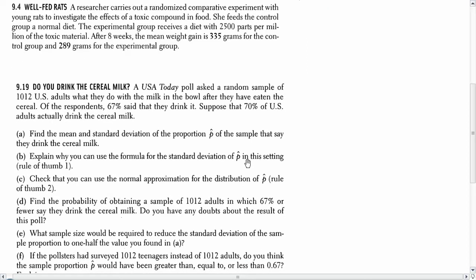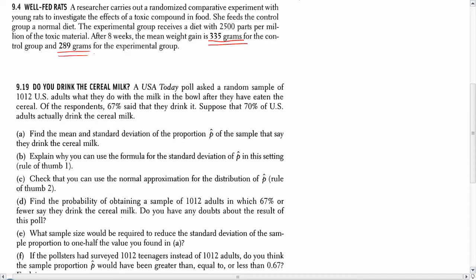Okay, a researcher carries out a randomized comparative experiment with young rats to investigate the effects of a toxic compound in food. She feeds the control group a normal diet. The experimental group receives a diet with 2,500 parts per million of the toxic material. Okay, and then for each group we have a mean weight gain of that and of also that.